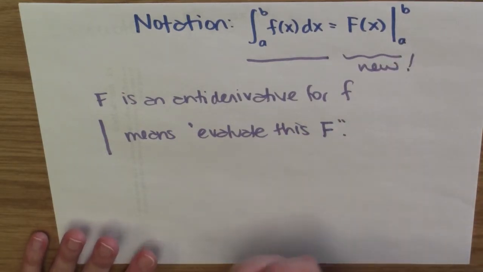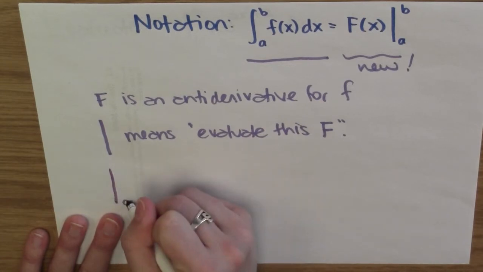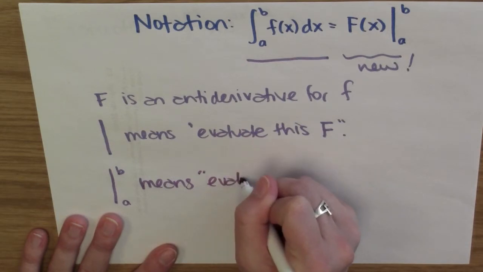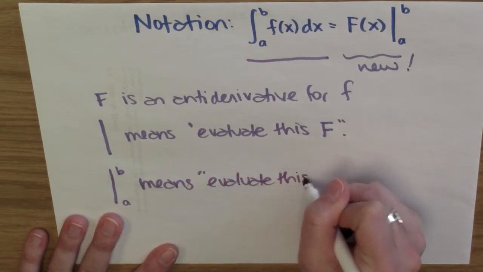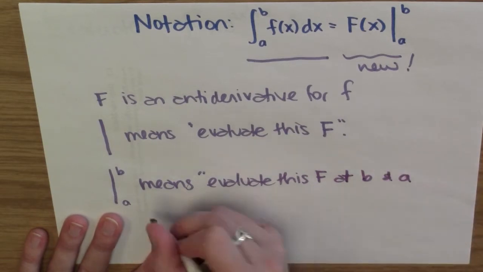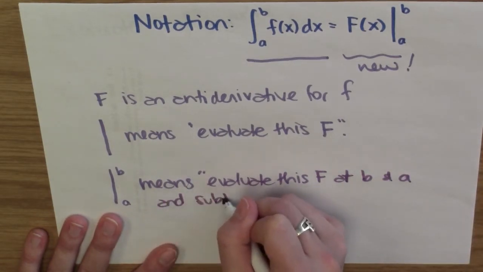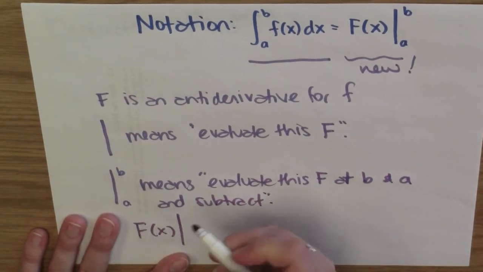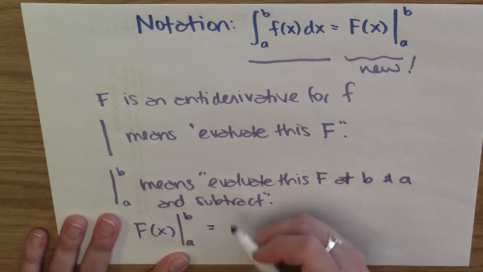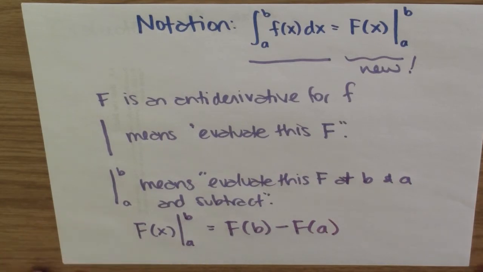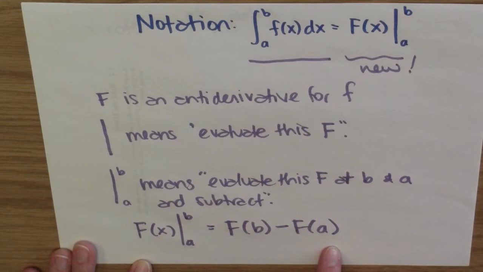And so if I put limits on it like this, this means evaluate this F at b and a and subtract. So in math symbols, F of x from a to b is the same thing as F of b minus F of a. So you might say, why do we have this crazy notation for F of b minus F of a?